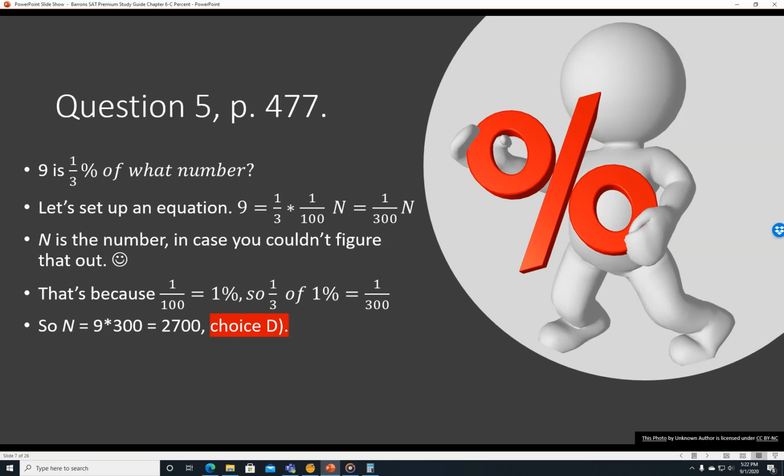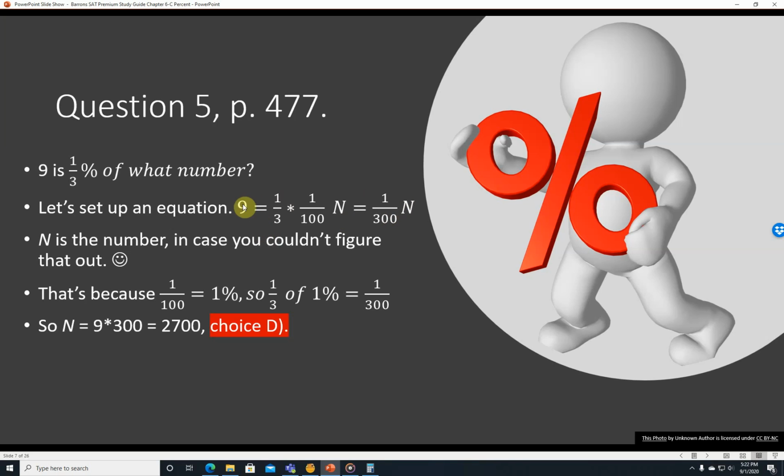Question 5, page 477. 9 is 1/3 of a percent of what number? So let's set up an equation. 9 is equal to 1/3, and we know 1% is just another way of saying 1/100th. So it's 1/3 times 1/100th of n, where n is our number we're trying to find. So that's equal to 1/300th of n. And n is the number, in case you couldn't figure that out. Anyway, so 9 is equal to 1/300 times n.